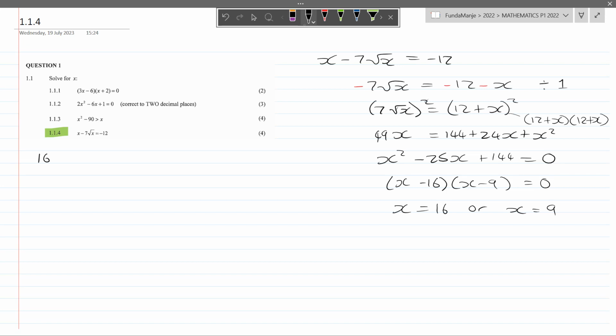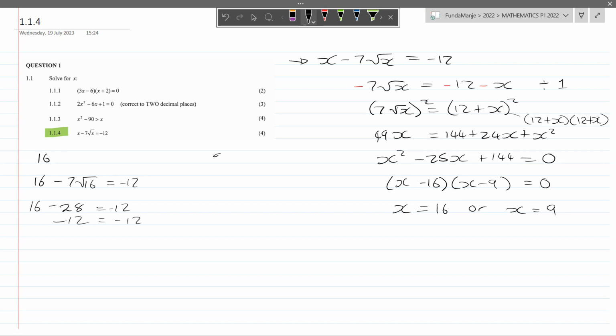If we substitute 16 here at the beginning of the equation, we'd have 16 minus 7 root 16 is equal to minus 12. Then this would be 16 minus 7 times root of 16 is 4, so 7 times 4, that would be 28, and then we have minus 12 on the other side, and then 16 minus 28 gives us minus 12. So this one works out.